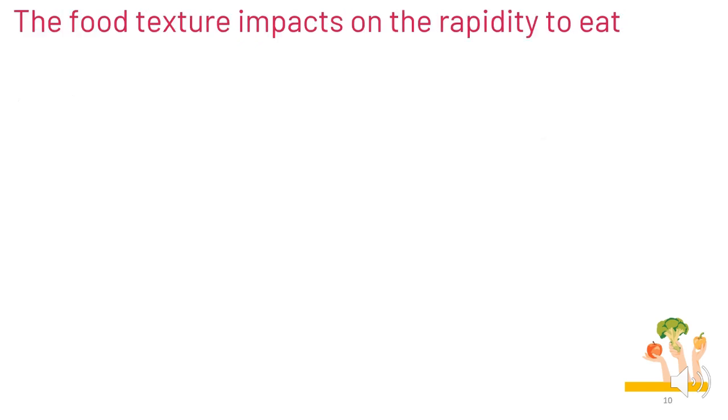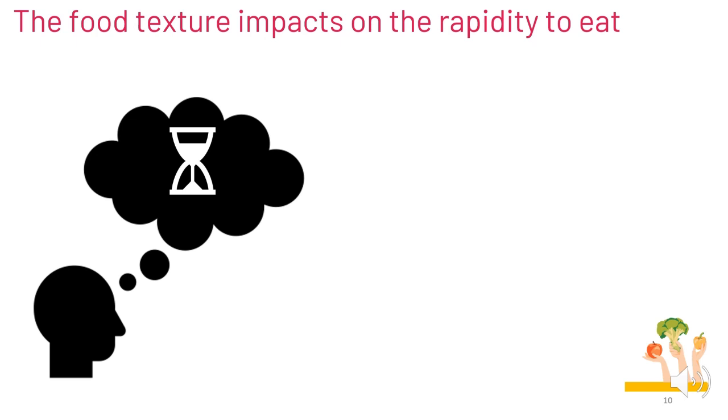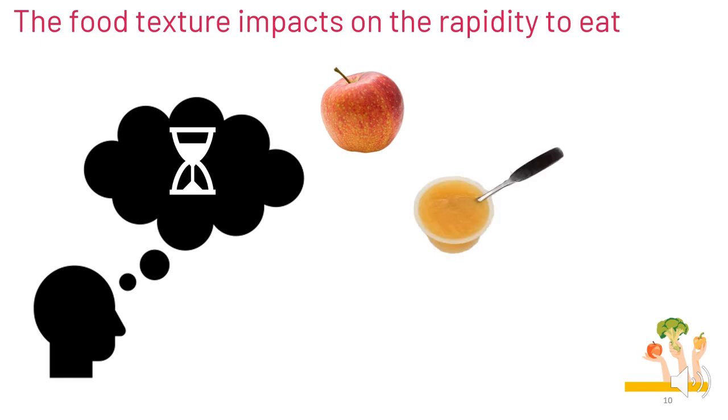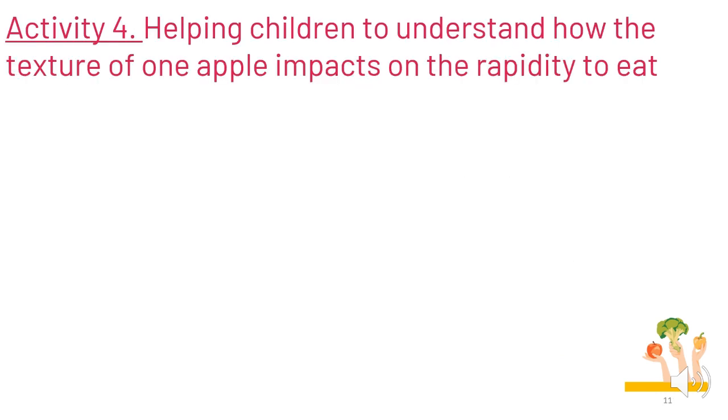Finally, it is also important, in order to evaluate the adequate portion, to note that the texture of the food influences the rapidity of eating. The more liquid a food is, the less it is chewed and the faster it is consumed. Let's think. You have a whole apple, the equivalent of this same apple but mashed, and the equivalent but squeezed in a juice. Which food will take you the longest to eat? Probably the whole apple. This is exactly what the children will have to experience in Activity 4.